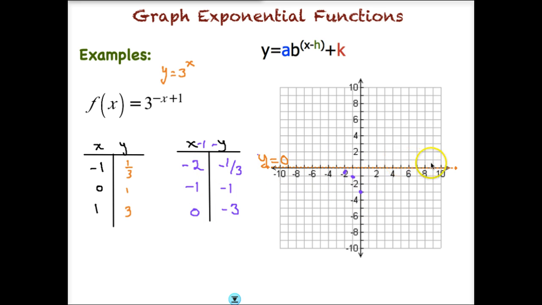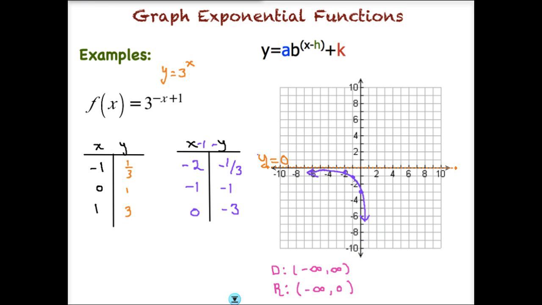Our horizontal asymptote did not shift because we do not have any k at the end. So it's still at y equals 0, but look what happens to our function. Our function has been reflected over the y-axis, and so now it's below the horizontal asymptote instead of above it. And that makes sense since we have a reflection. Our last step would then be to identify our domain and range. Our domain is always negative infinity to positive infinity, but now our range goes from negative infinity to 0.